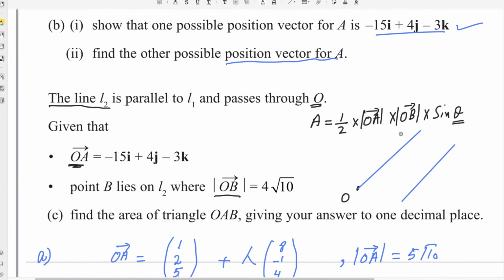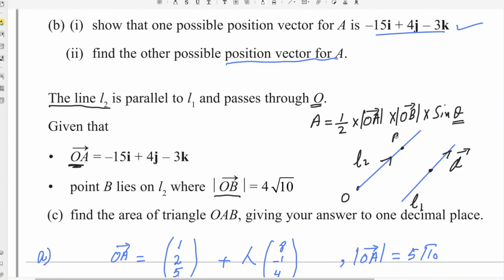This is line L1. This is line L2 that is passing through the origin. This is line L2. And this is line L1. And direction vector is D for this one. Direction vector is giving the direction of this vector. And B is somewhere here. B is lying on line L2 and A is here.